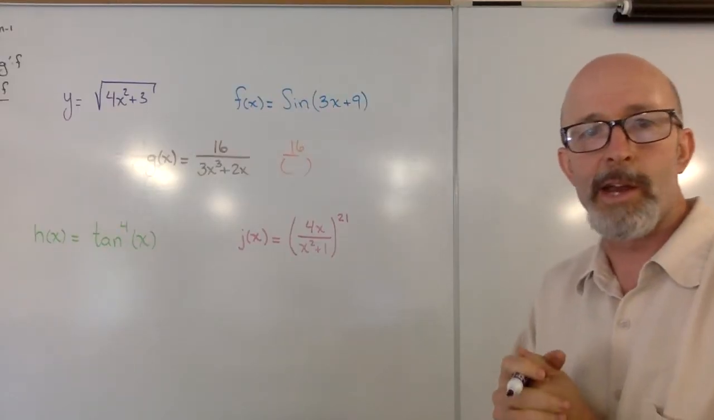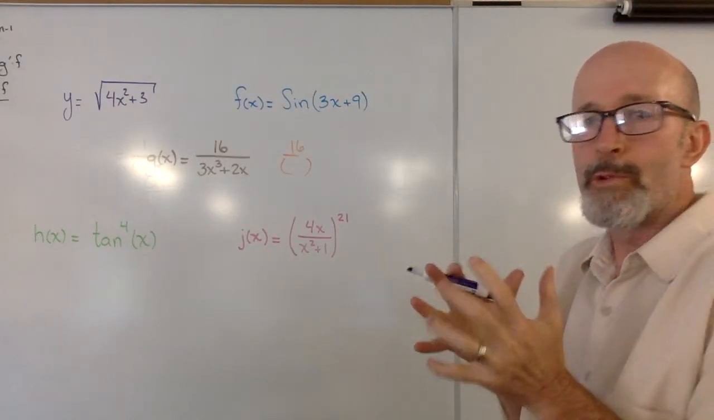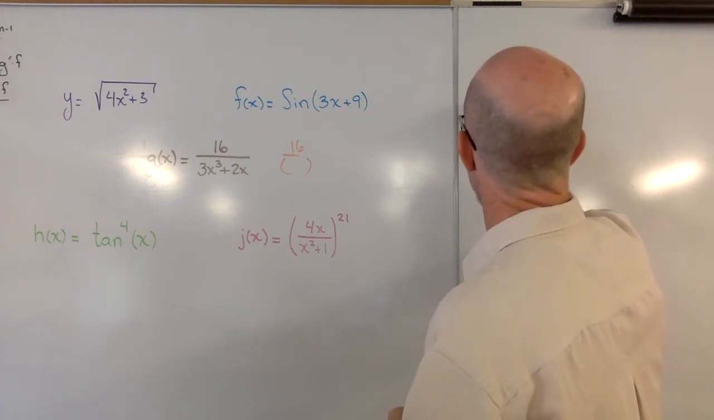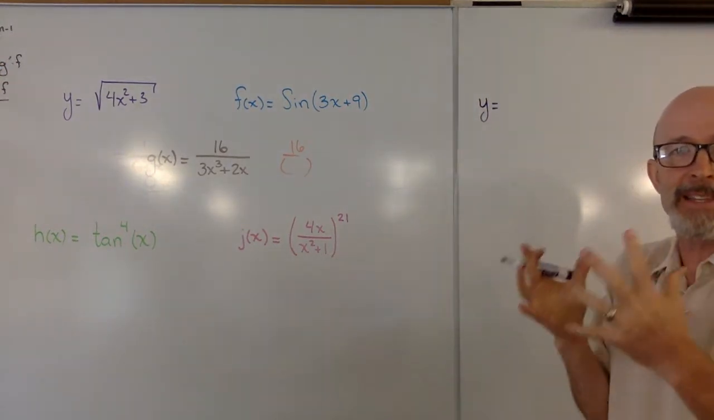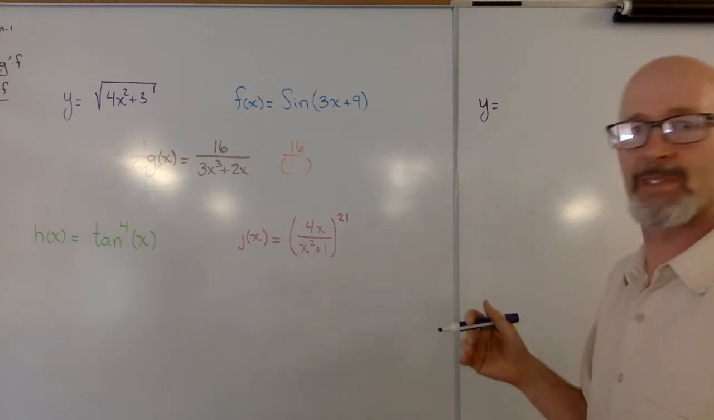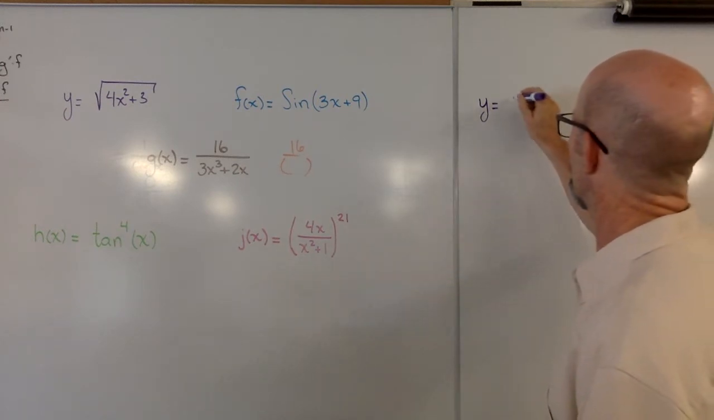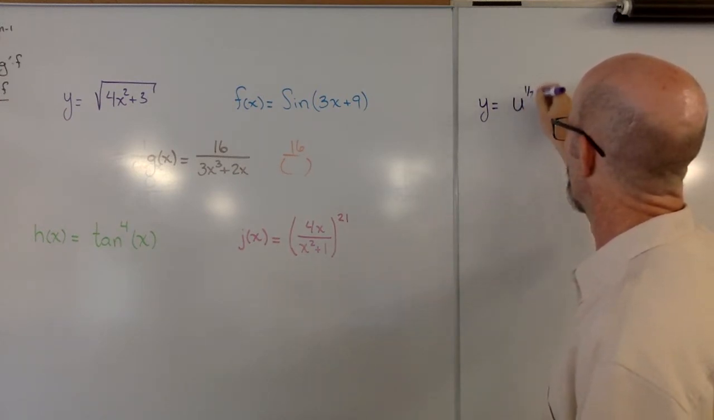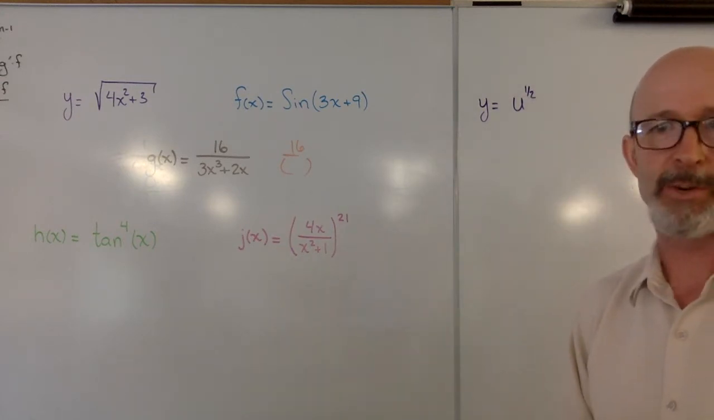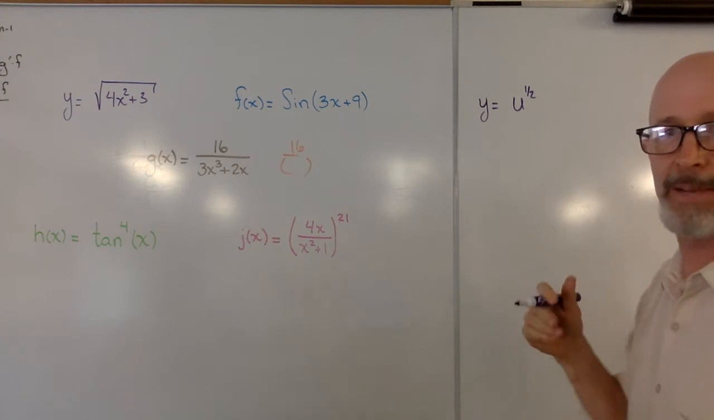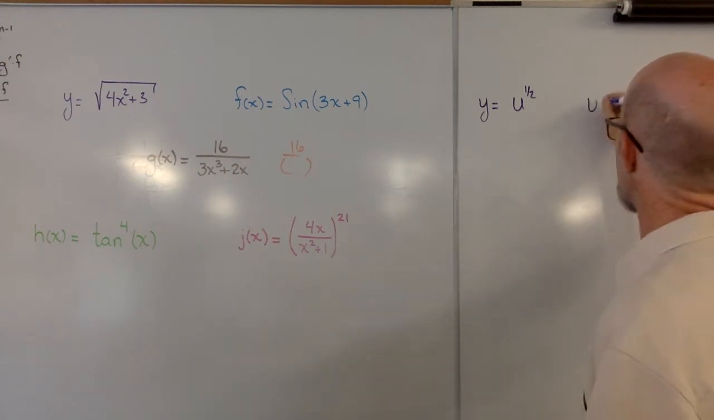What I'd like to see here is that you rewrite this and say, well, I've got the outer function. I've got the square root of something. What is that something? I don't know. We'll just call it u. U got something. Okay? What is that u value?